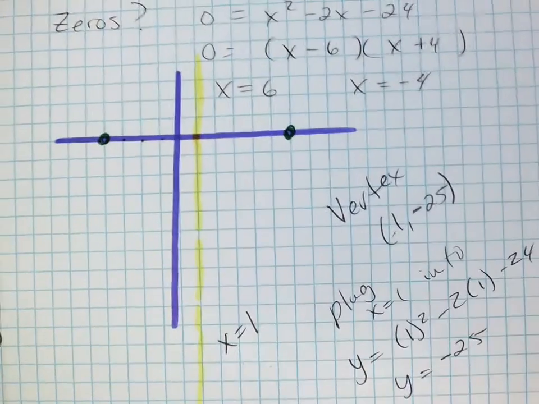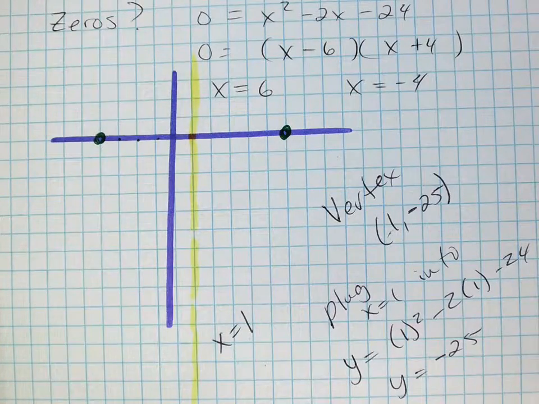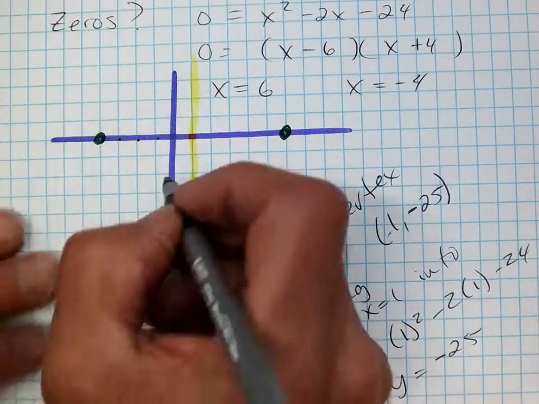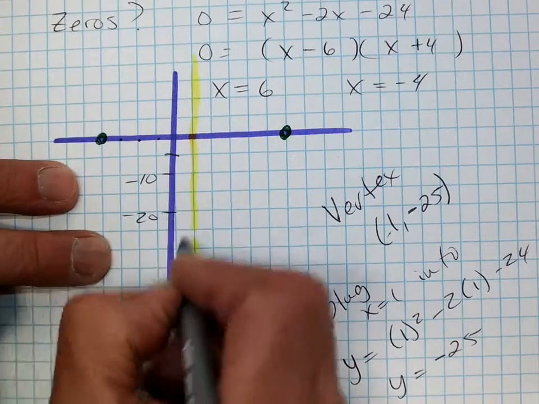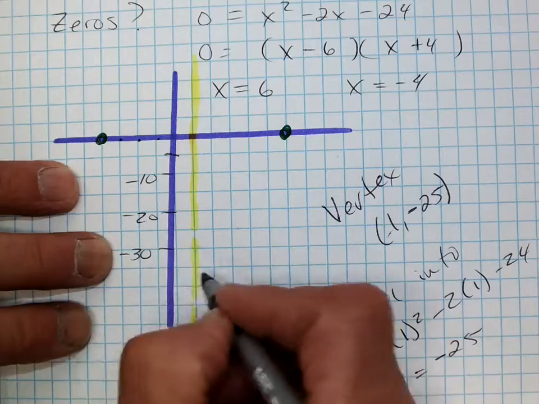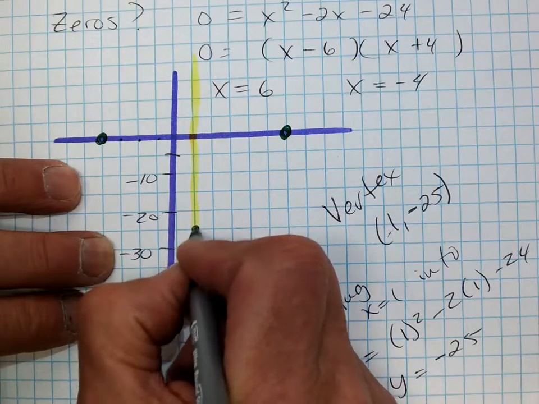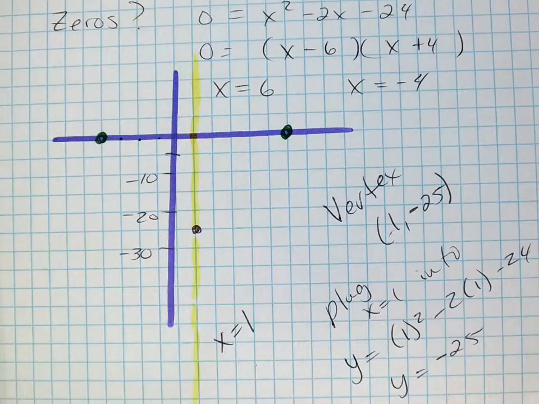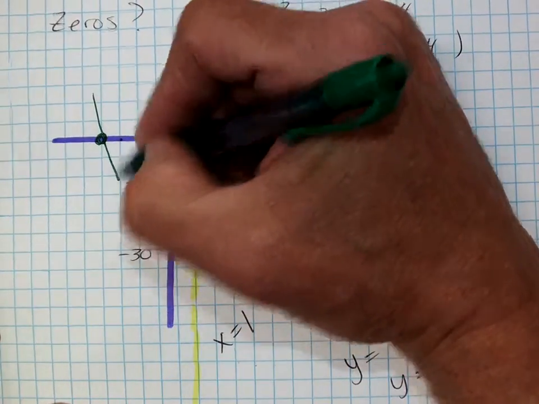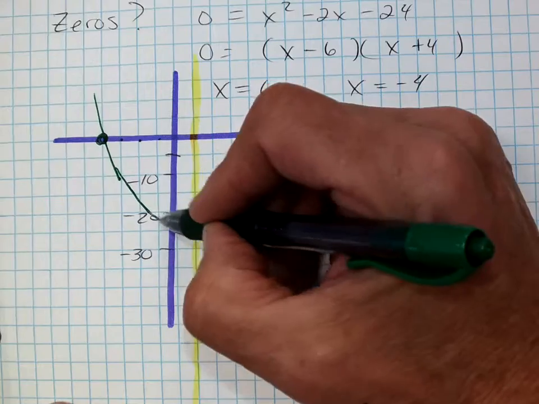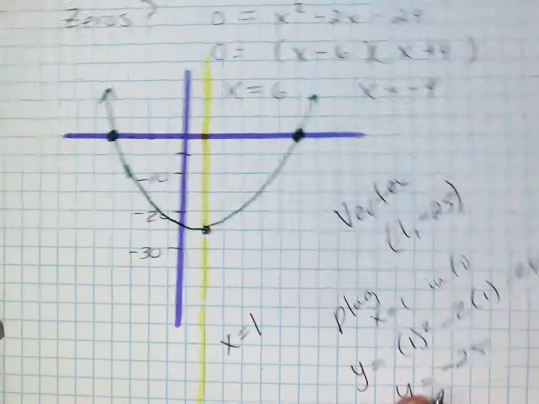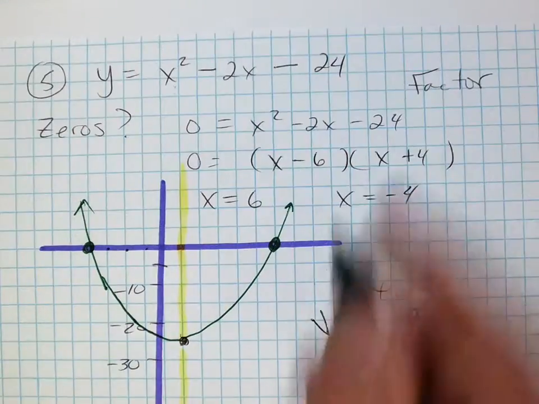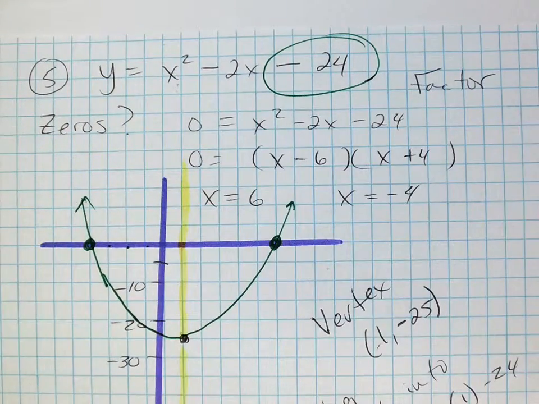Well, that's way down there, right? So I might change my scales. You guys okay to change my scales? I might go by 5s: negative 10, negative 20, negative 30. So 25's right about there, okay? And then I pretty much have enough to graph this. So there's my graph. It's going to look something like this. And if I need the y-intercept, that's really easy. My y-intercept is right there if I need it, okay?